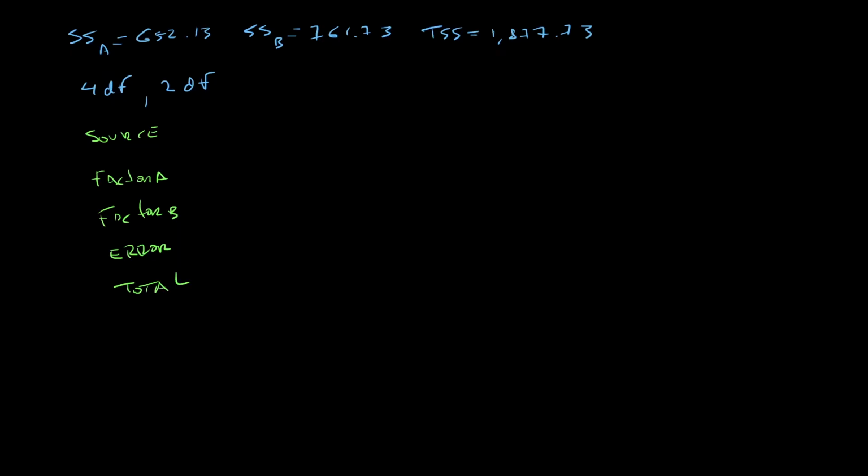Then here, what we have is the degrees of freedom. Here we have the sum of squares. Here we have the mean square. And here we have F.